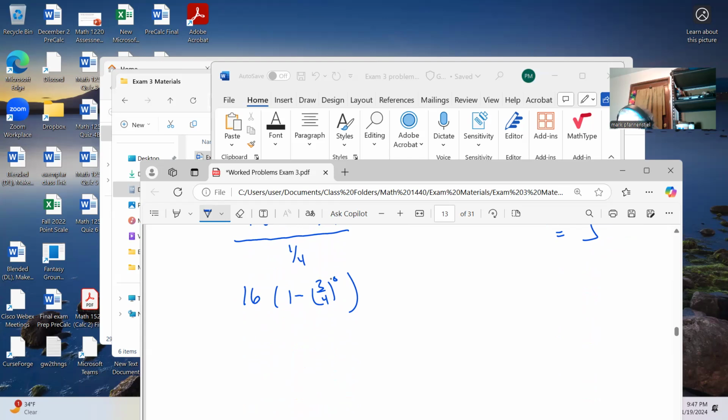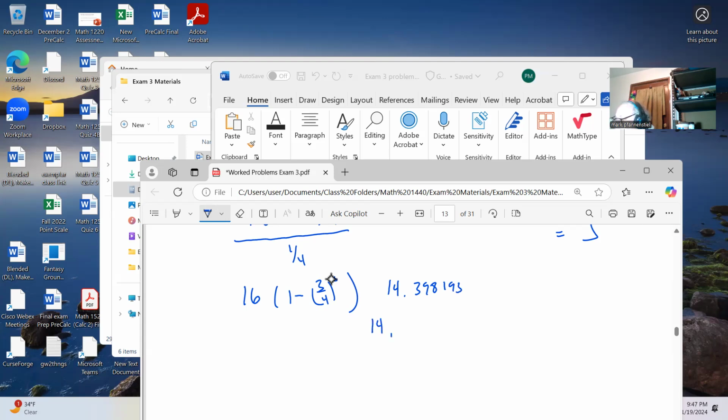I'm going to do it this way. I'm going to say 3 divided by 4 raised to the 8th power. And we're going to say 1 minus that answer. And then times 16. And we're going to end up with 14.398193. So this is going to be $14 million.